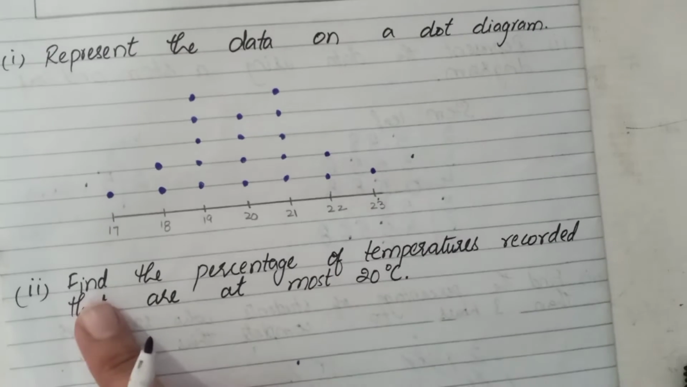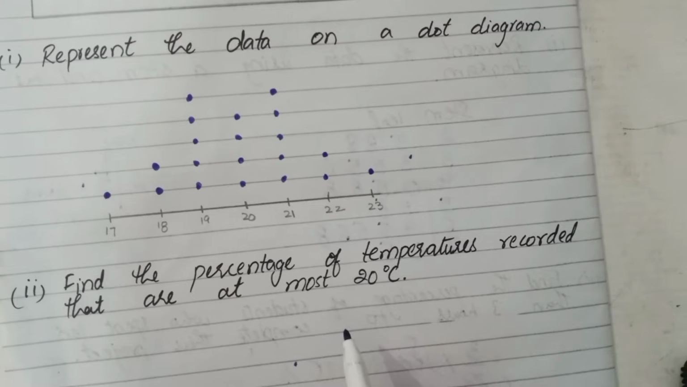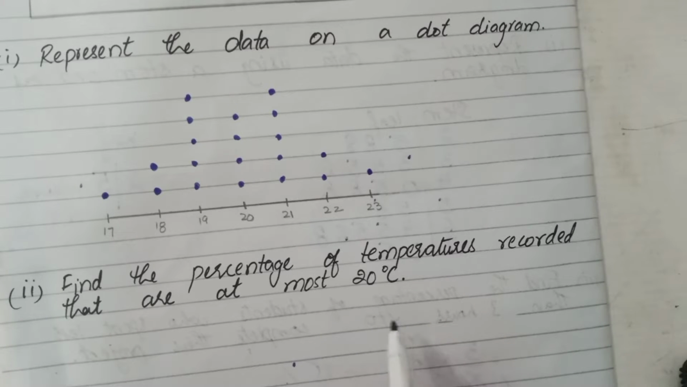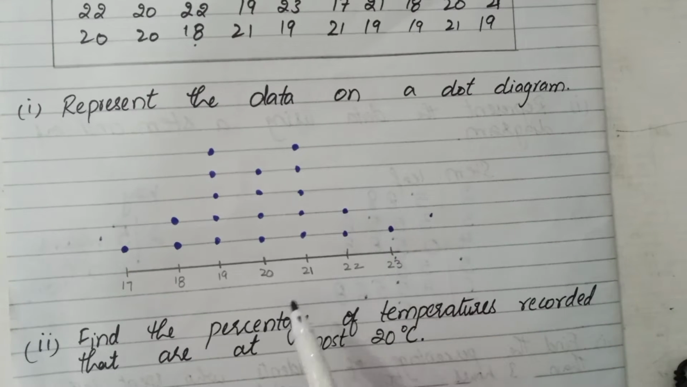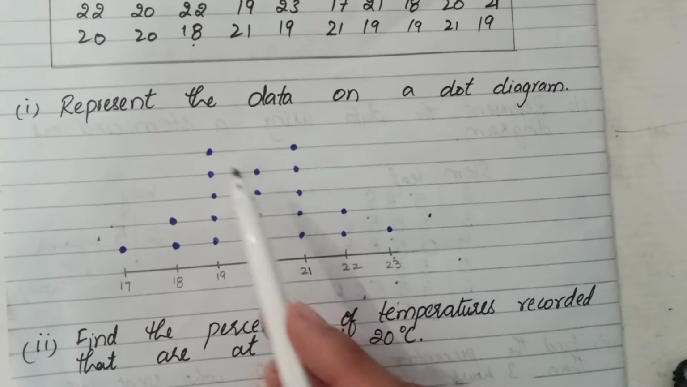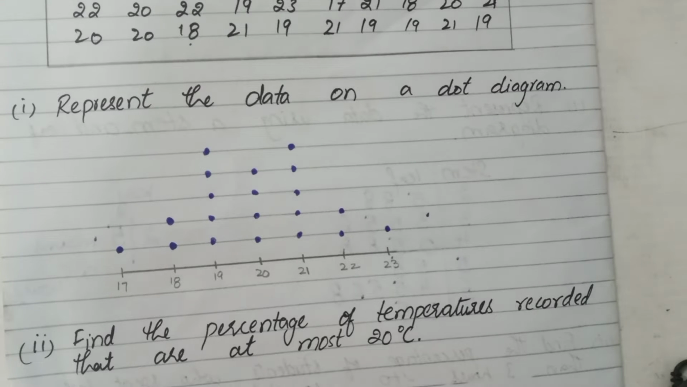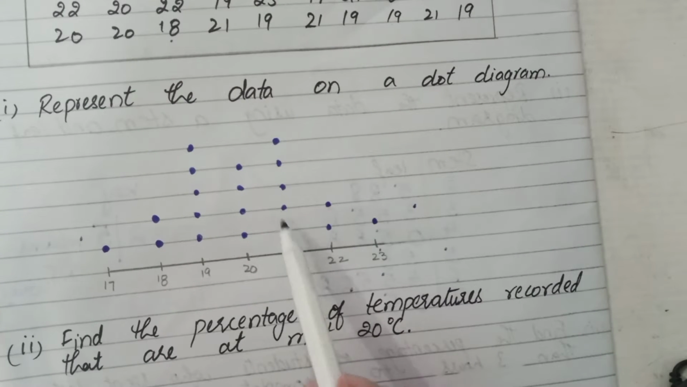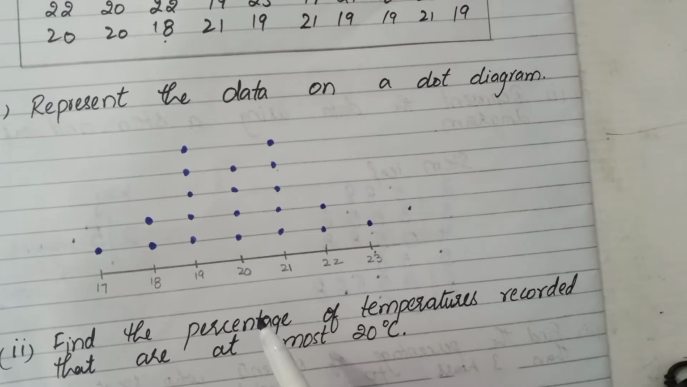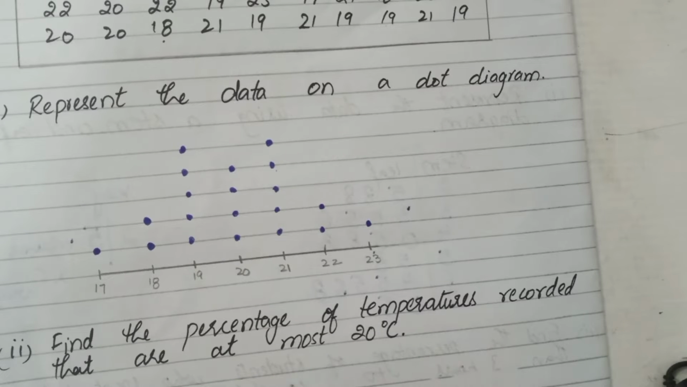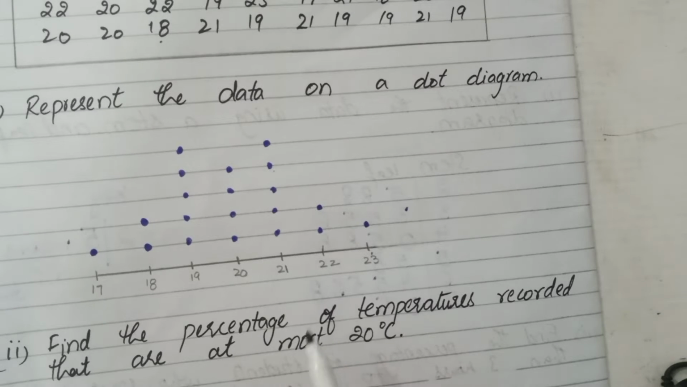Now, in part number 2, find the percentage of temperatures recorded that are at most 20 degrees centigrade. I observe this dot diagram and find the numbers 1, 2, 3, 4, 5, 6, 7, 8, 9, 10, 11, 12. These are the 12 times, and the total number is 1, 2, 3, up to 20. The total daily temperatures are 20, and those recorded at most 20 degrees centigrade are 12.